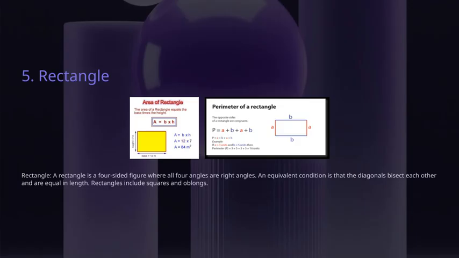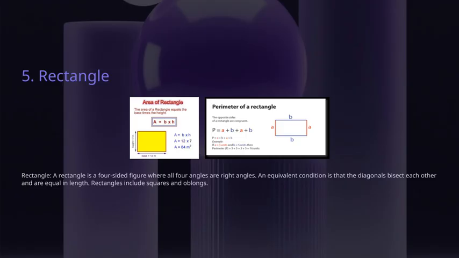Let's talk about rectangles. A rectangle is a four-sided figure, and the key thing to remember is that all four of its angles are right angles, meaning each one is 90 degrees. This is what gives the rectangle its characteristic shape. Another important point is that the diagonals, those are the lines drawn from corner to corner, bisect each other, which means they cut each other exactly in half. Plus, these diagonals are equal in length, which helps us identify a rectangle.